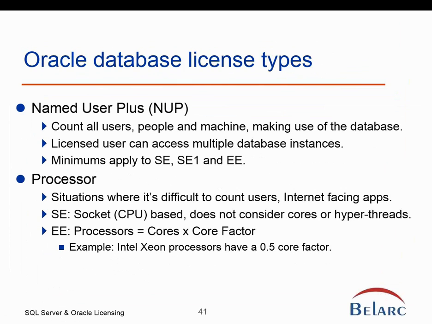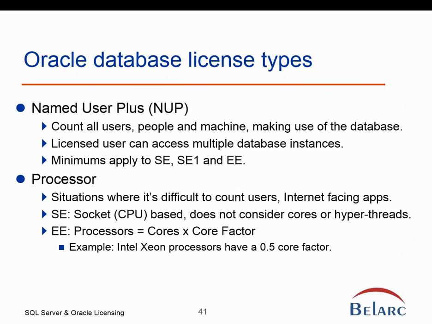So I will mention the 2 license types that we have for Oracle. The named user plus, this again requires you to count all users, including whether they're people, whether they're computers, whether they're instruments, can be forklift trucks or thermostats. And one of the interesting things, though, about the named user plus is once you've licensed that user, they can access multiple instances of the database, and there are, of course, minimums that apply.